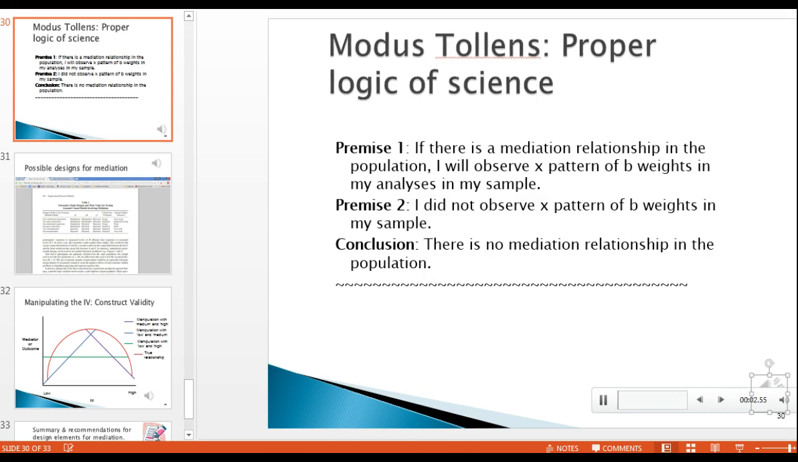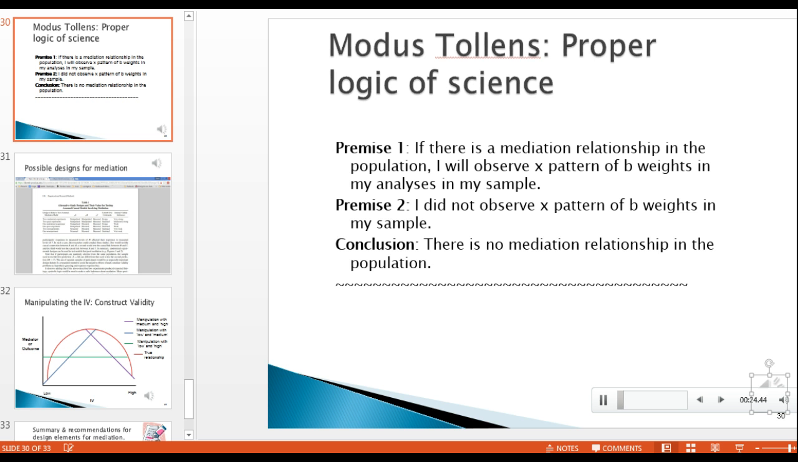Because we want to avoid the fallacy of affirming the consequent, is there another method that we can rely on that will give us confidence in our results? And the answer is falsification. Falsification, and specifically the idea of modus tollens, gives us the proper logic of science that we have been relying on for a long time now.